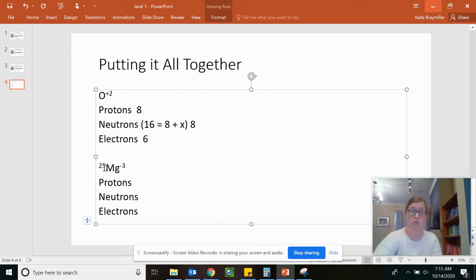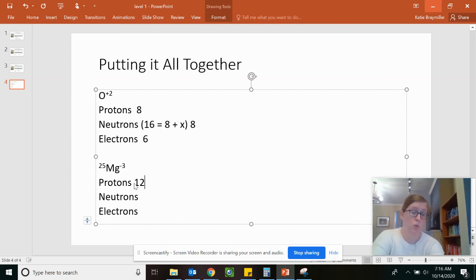This bottom example puts together what we learned yesterday and today. This little number right here shows the mass. It is an isotope. That means it doesn't have the same mass as what's on the periodic table. This little number right here shows the charge. It is also an ion. This element is an isotope because the mass doesn't match what's on the periodic table, and an ion because of the charge. Please pause the video and try this example.